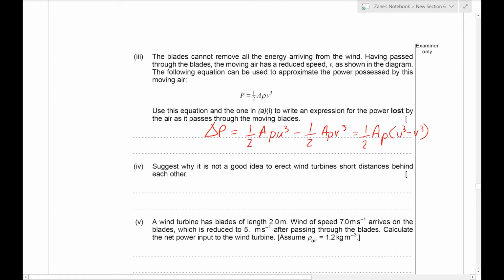Suggest why it's not a good idea to erect wind turbines short distances behind each other. Well, the wind speed has been reduced once it's left the turbine, so that means that there's less power being delivered into the next turbine. So if we just say something like each subsequent turbine will have less input wind power. You'll usually see when turbines are built on mountains, they're well apart from each other.